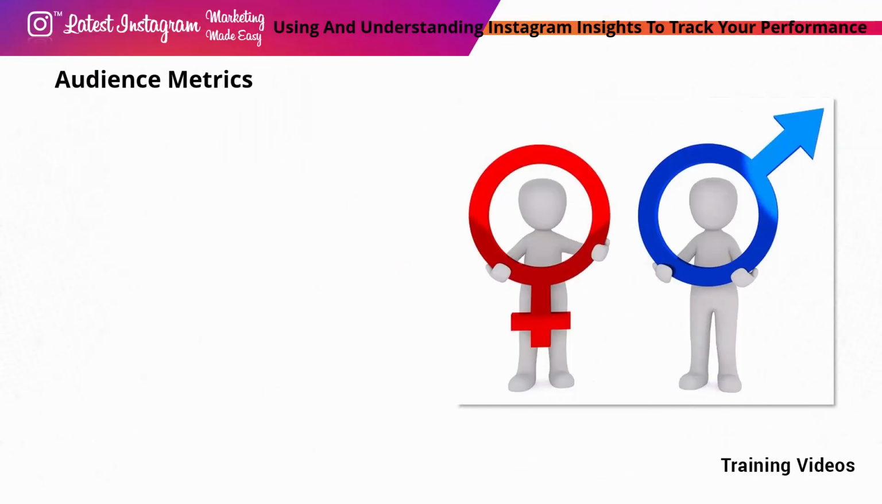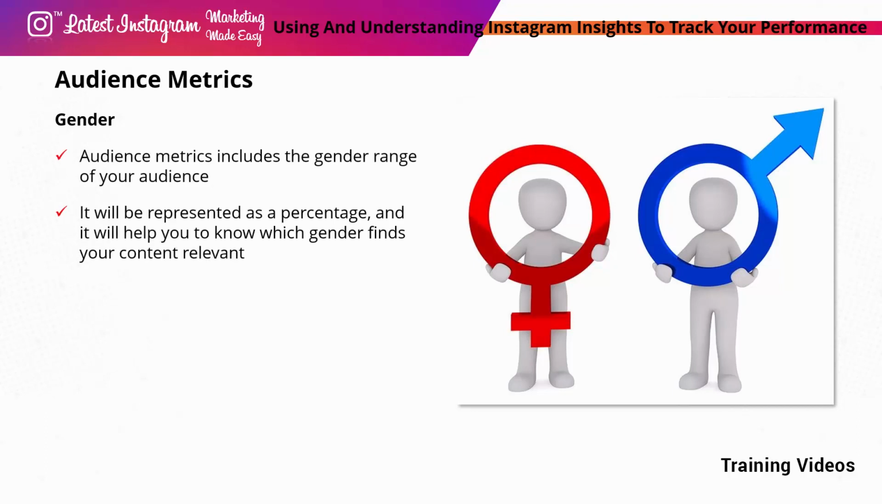Audience metrics. Audience metrics are details about your audience. More specifically, they're pieces of demographic information that will allow you to learn more about the type of people that you attract with your content. Audience metrics you'll find through Insights are as follows. Gender. Audience metrics include the gender range of your audience. It will be represented as a percentage, and it will help you to know which gender finds your content relevant.